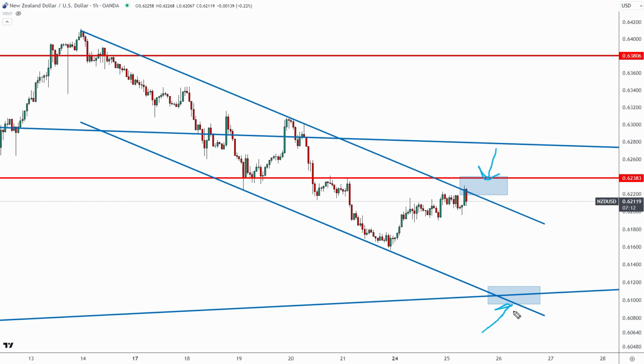So these are areas for the market. Don't look at this as a specific price here at this level or a specific price up here. This is a resistance area for the New Zealand dollar, and this is a support area for the NZD.